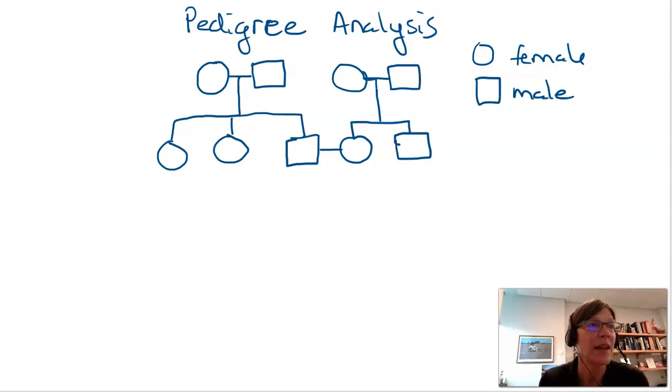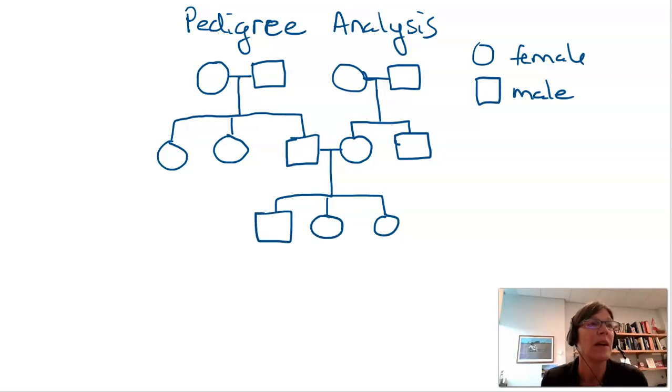And then let's just say that that resulted in these children. Let's say they had 3 children, a girl, and a boy, okay? And what we would say in this pedigree is this was the first generation. This was the second generation, and this was the third generation.